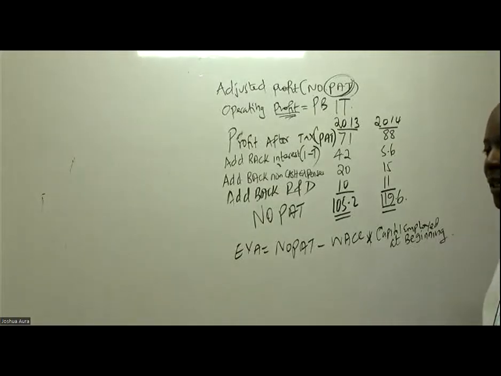Please write like that. Fatima, I've seen your question, I'll be able to address it. So EVA will be NOPAT minus WACC times capital employed at the beginning, not at the end.